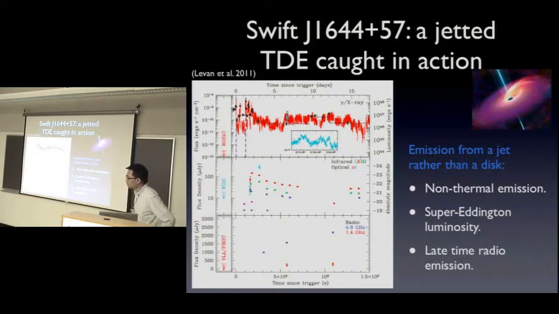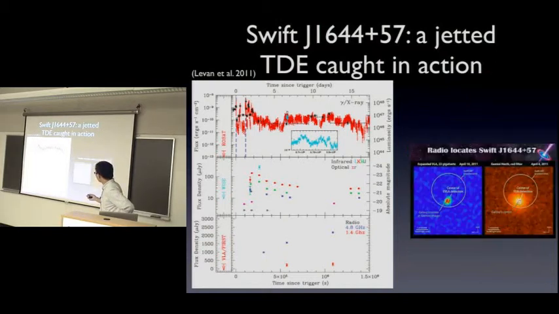So how can you tell that it's from a tidal disruption? The localization is coincident with the center of the galaxy, so that is consistent with the tidal disruption scenario. And also the time scale is consistent with the fallback time.